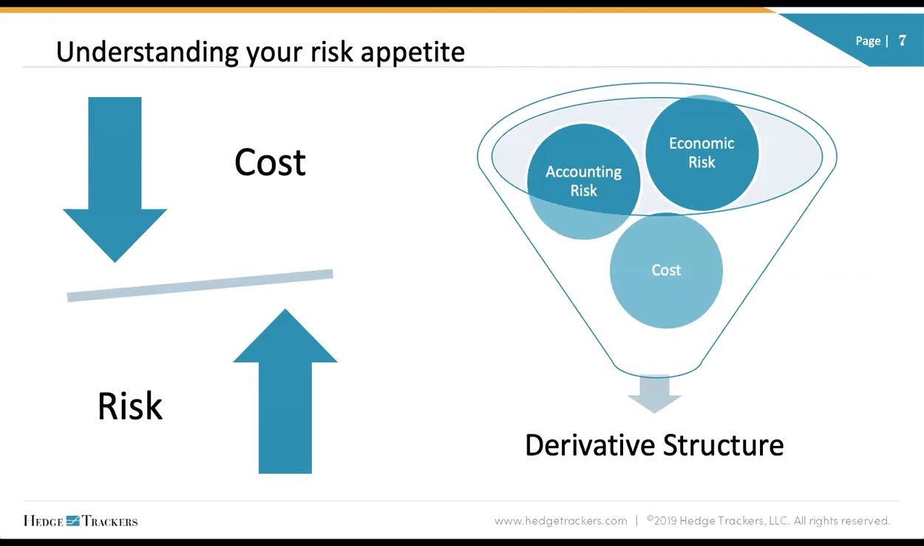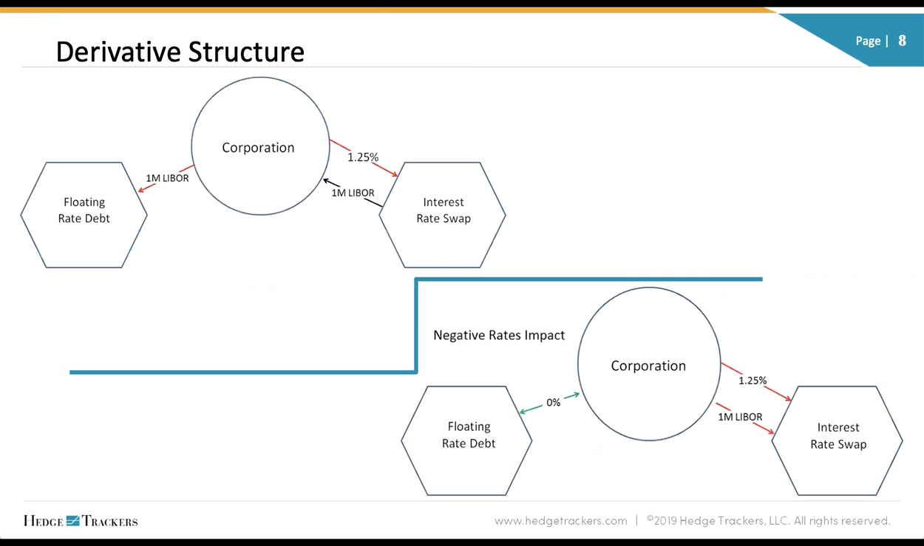So what's the most common derivative structure that you've seen? Well, Jack, if you'll flip to the next slide, I'll show you. It's really an interest rate swap. And an interest rate swap has two legs: a floating or variable rate leg and a fixed leg.